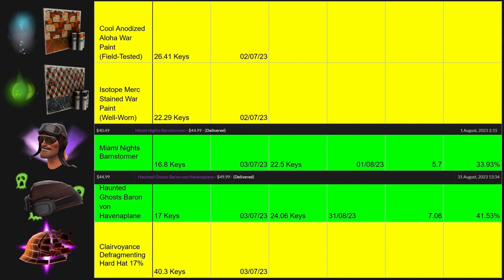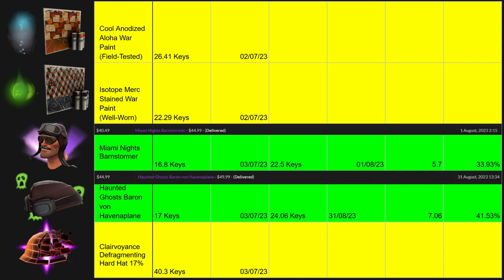Isotope Merkstain Warpaint Well Worn. A nice looking warpaint for a very cheap price. Not much to say, perhaps the well-worn aspect is scaring off potential buyers. Miami Knights Barnstormer. A very mid-range unusual hat for the engineer. The margin is great though for a sale that took under a month.